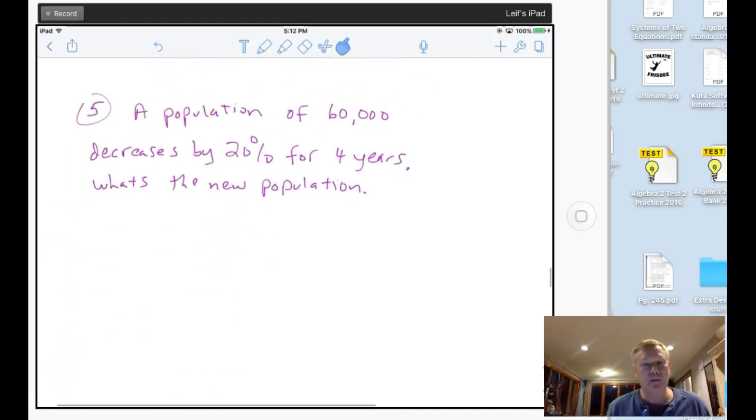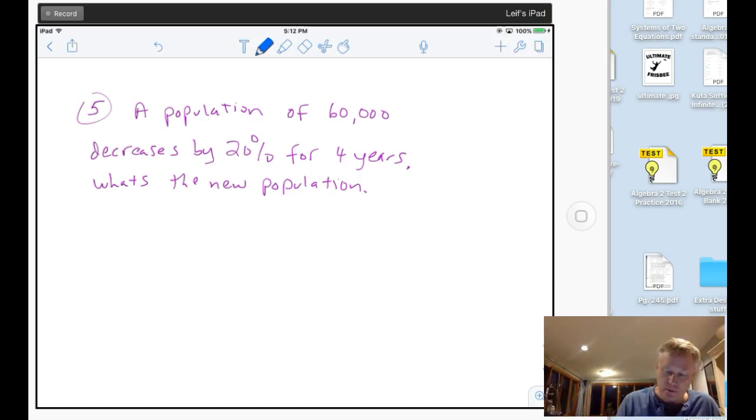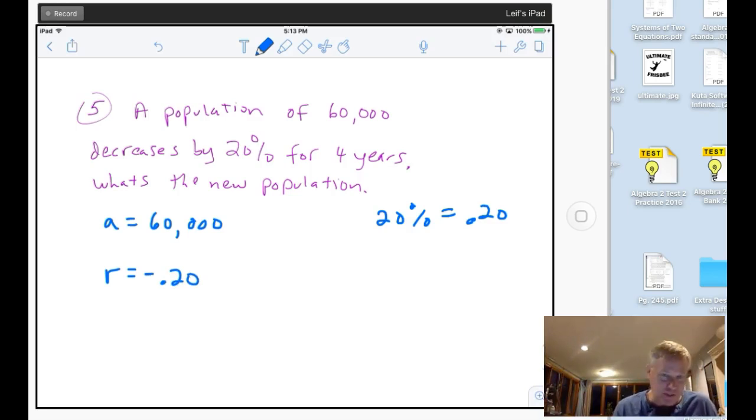Okay, next one. Population of 60,000 decreases by 20% for 4 years. What is the new population? All right, so this one is a little different because it's decreasing. So A is the initial amount, which is 60,000. 20% is 0.20. So that's my rate. Now it's decreasing, so I'm going to throw a negative on there because it's going down 20%. T is the amount of time, 4 years. Okay.